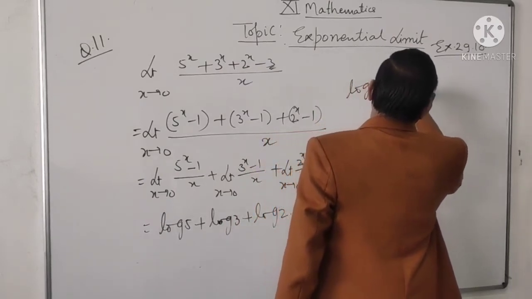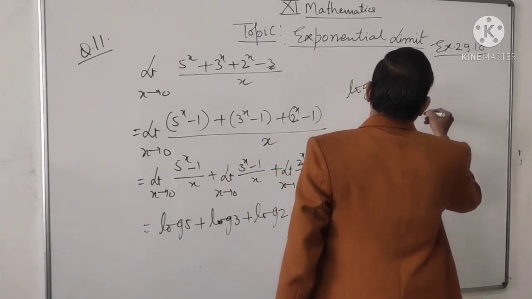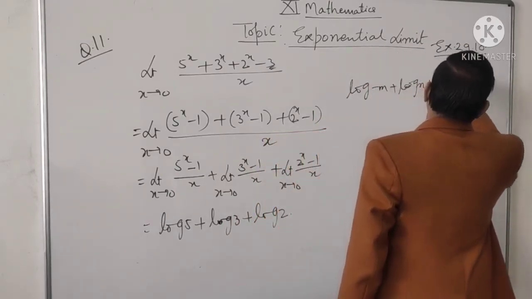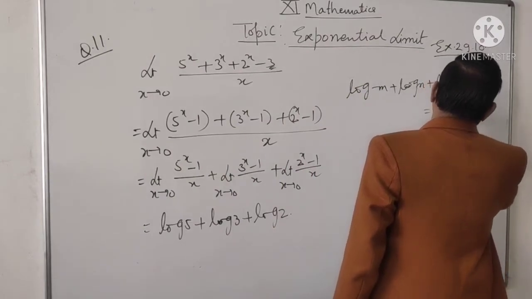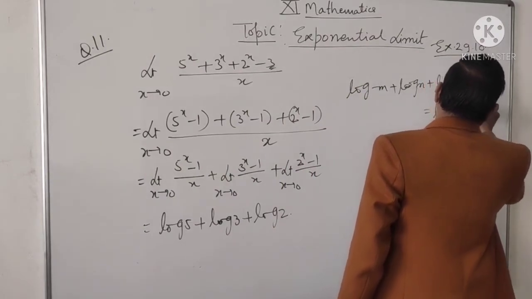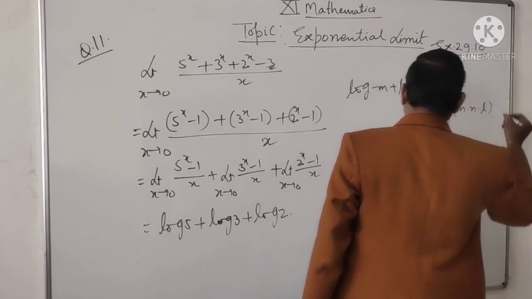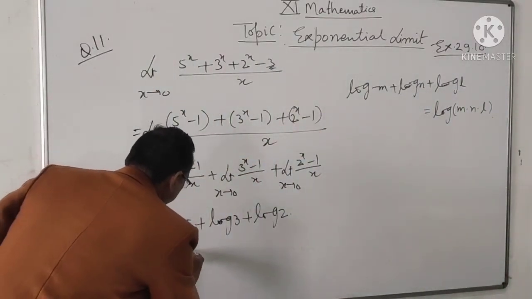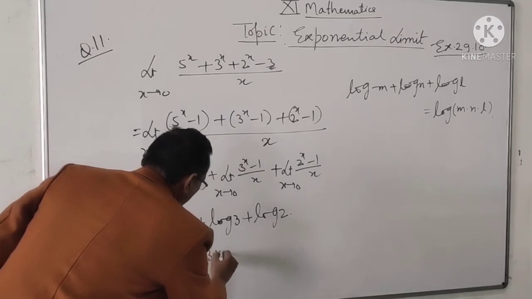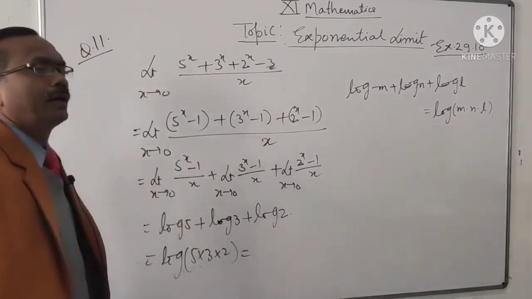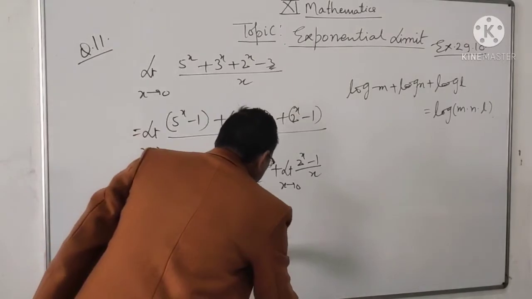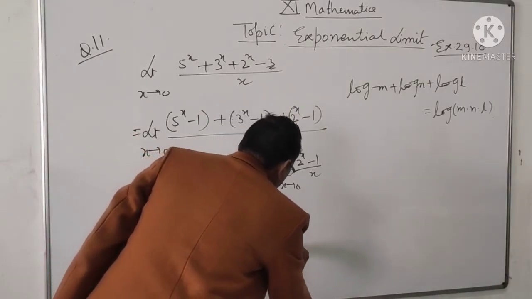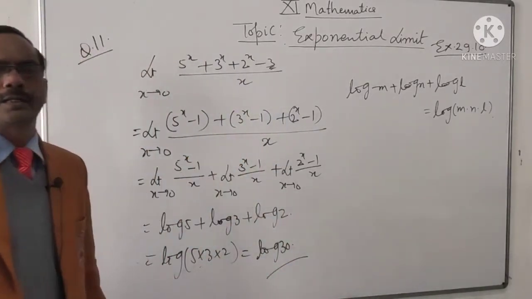plus log n equals log of m into n. So according to that it is log of 5 into 3 into 2. 5 3s are 15, 2 15s are 30. So it is log 30. Result is log 30.